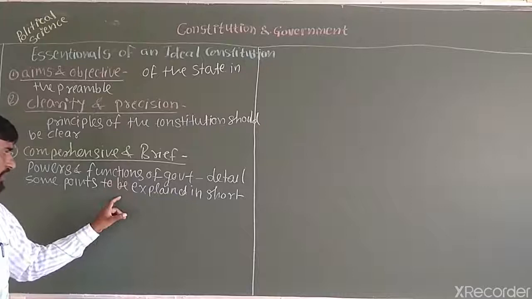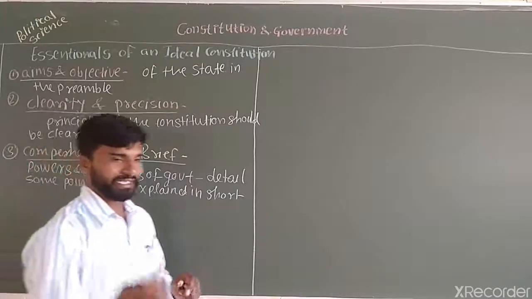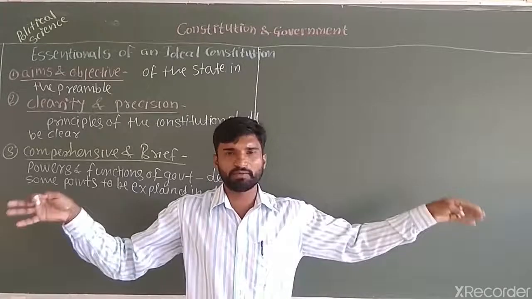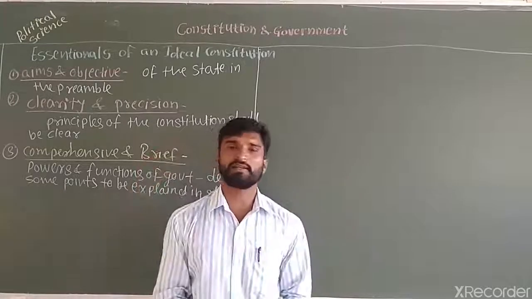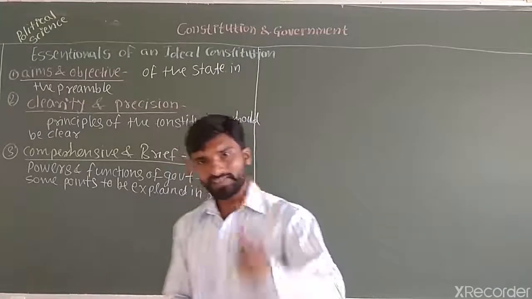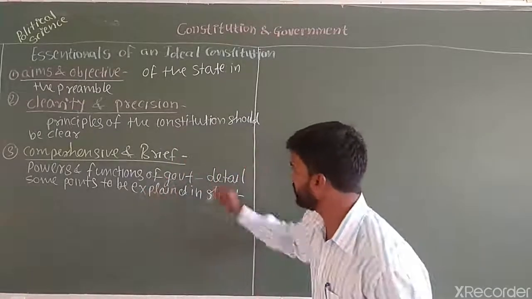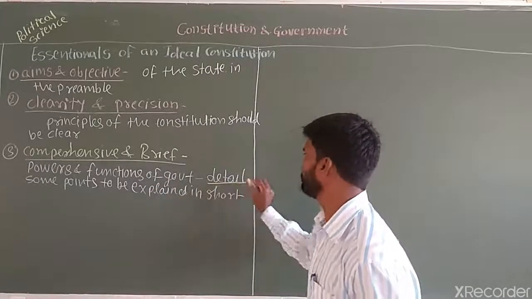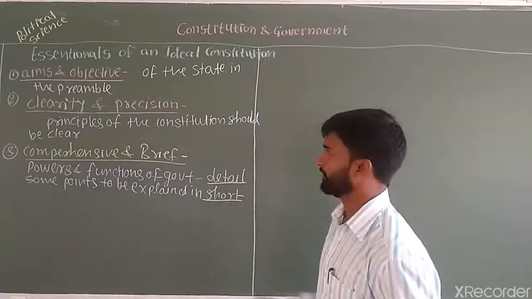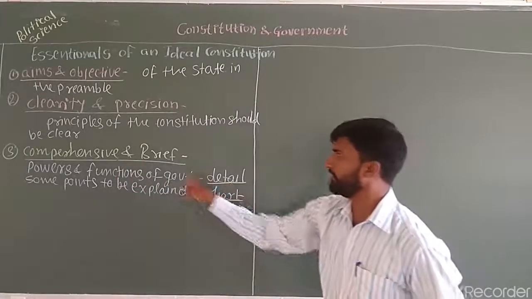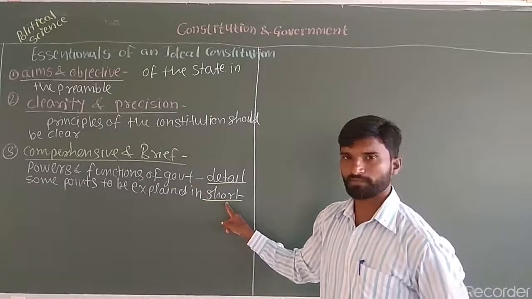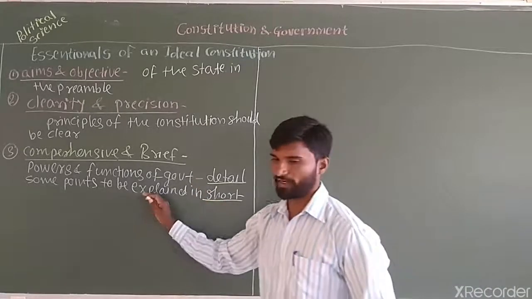Sometimes, if we go too deep, the meaning changes, complications increase, and confusion increases. So where it is required, the information should be in detail, and where it is required, the information should be short. Comprehensive and detail, brief and short. Keep these things in mind. Okay? So this is the third point.